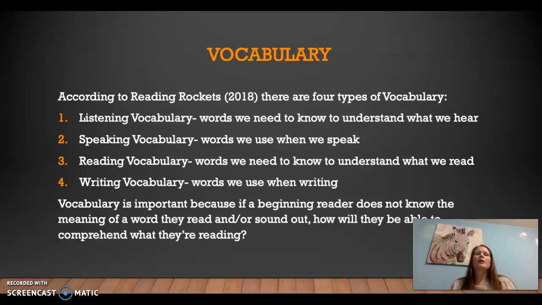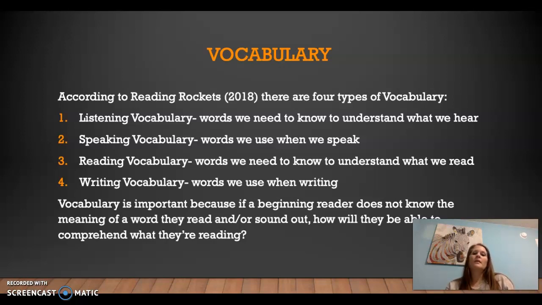Vocabulary. According to an article I found online on Reading Rockets, there are four types of vocabulary. Listening vocabulary is the words we need to know to understand what we hear. So when I'm talking to my son, if I use a bunch of big words he doesn't understand, he's not going to know what I'm talking about.